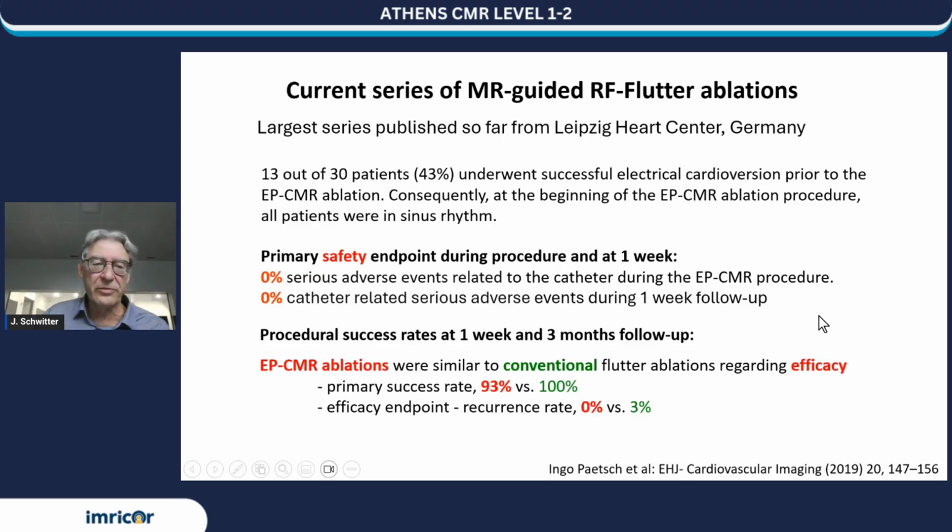And then if you look for the outcome, the success rate, are there relapses of flutter? There was no relapse, so complete maintenance of sinus rhythm in 93% in the MR guided interventions, 100% in the control group, and after 3 months there were no recurrences in the MR group, and I think 1 case in the control group. So very good numbers.